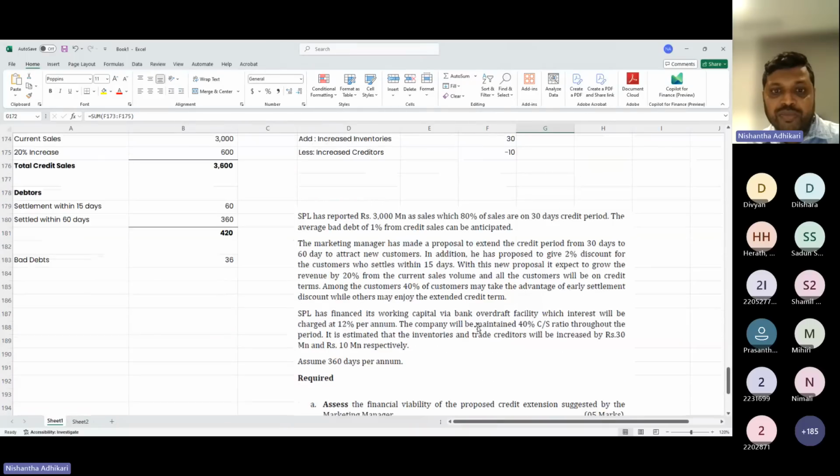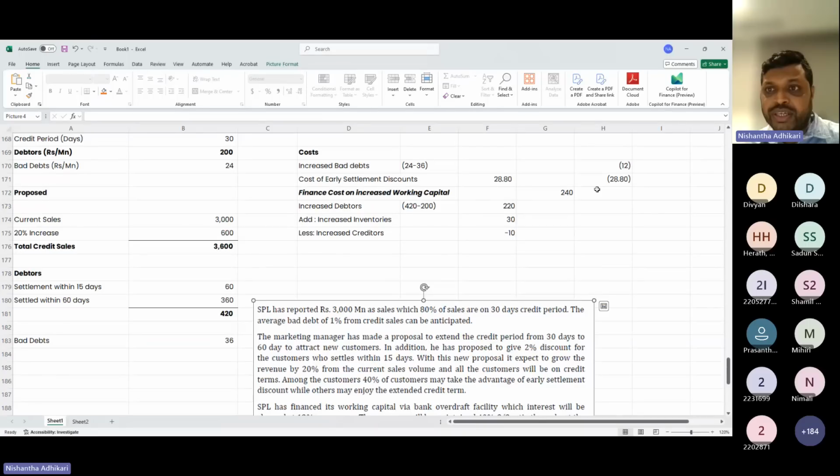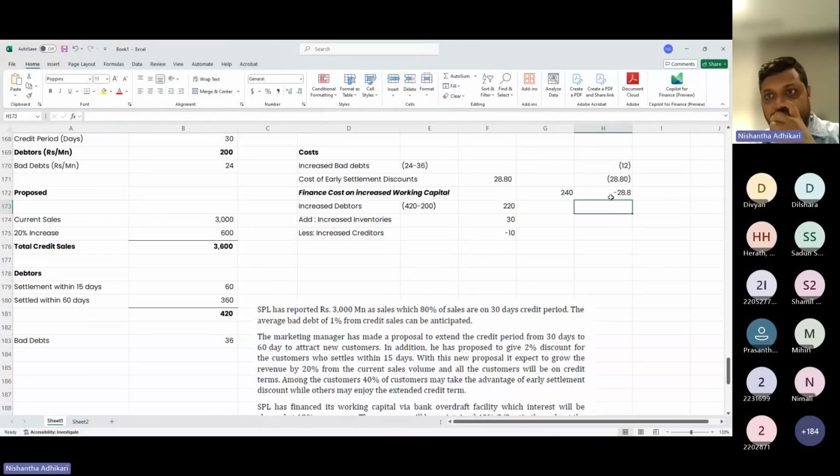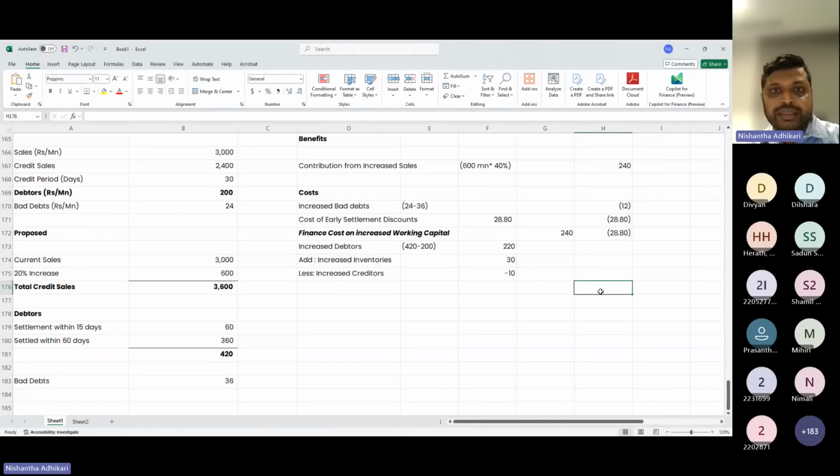Therefore, what is the current finance cost? Interest will be charged at 12% per annum. Therefore, 240 into 12%. The interest charge is 28.8 finance cost. Now you can work out, other than that, I can't see any cost or benefit. Is there anything, let me know. As far as my knowledge, there's no other cost we have to recognize.